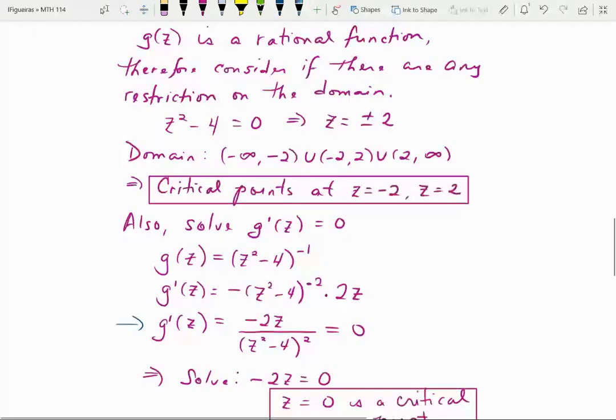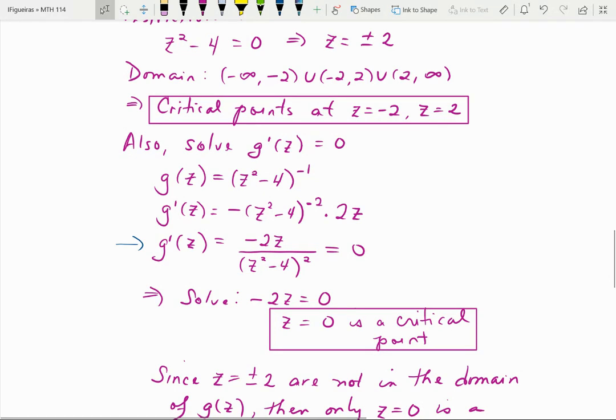When you're solving a rational equation, you're really just solving the numerator. And if the solution in the numerator is within your domain, then that's a solution. So I have negative 2z equals 0. 0 is in the domain, and so therefore 0 is our critical point.